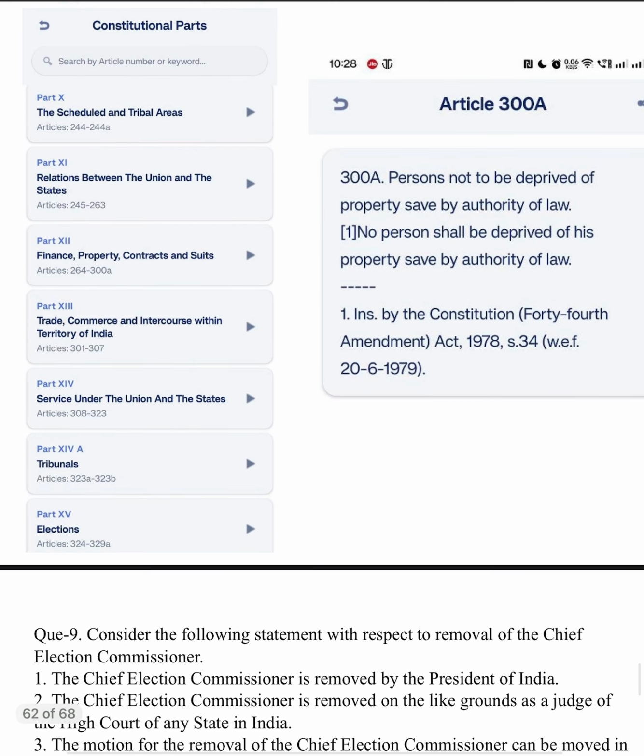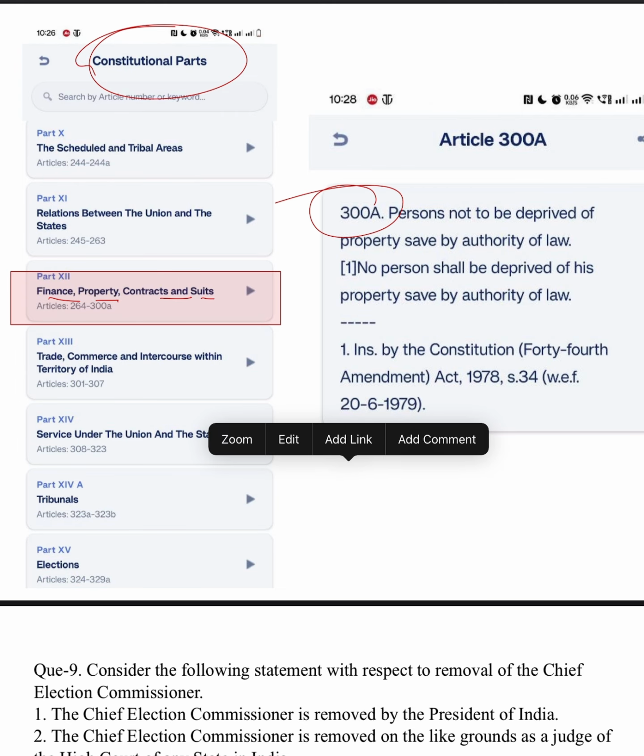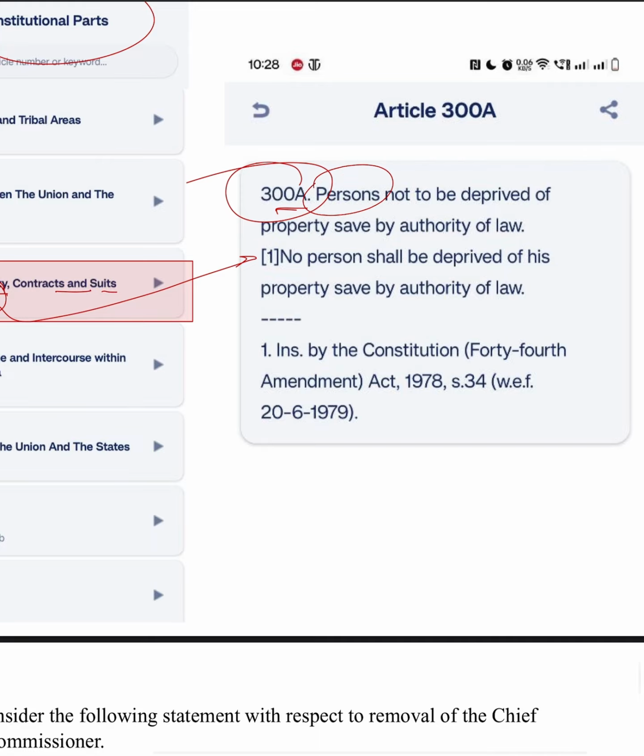Read this. Constitutional part. This is part 12, finance, property, contract and suit. Article 300A. 300A is part of part 12, finance, property, contract and suit. It says, persons not to be deprived of property save by authority of law. No person. Person is the word it uses, not citizen.